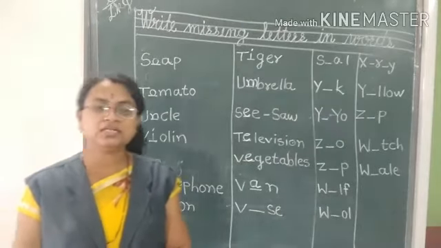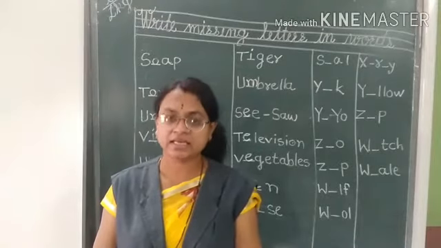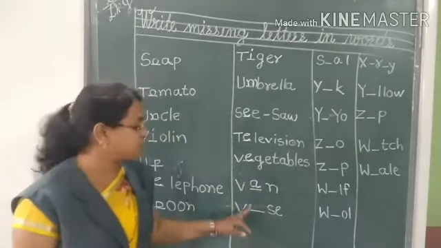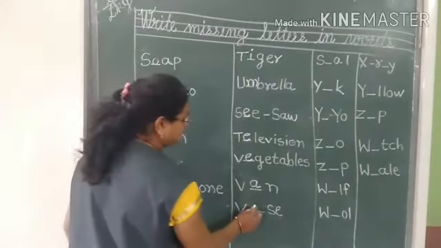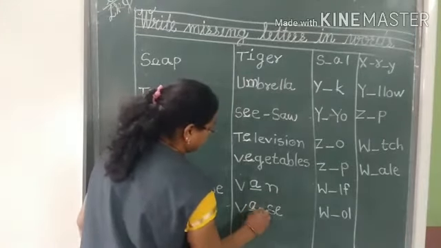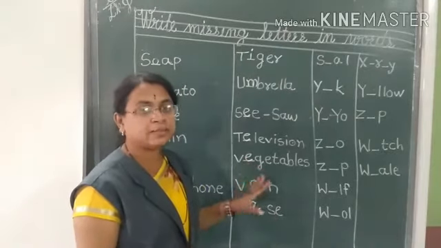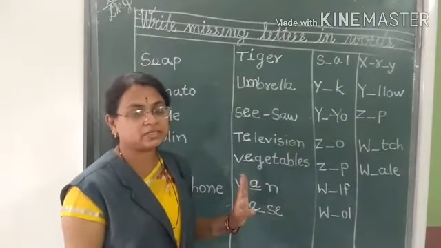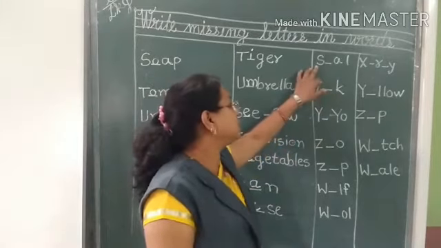Next spelling is V-S-E. This is the spelling of vase. V-A-S-E. Vase. Which letter is missing after V letter? V dash. After V comes A. V-A-S-E. Vase. Until you know the spellings, you will not be able to find the missing letters. Look at the next row.